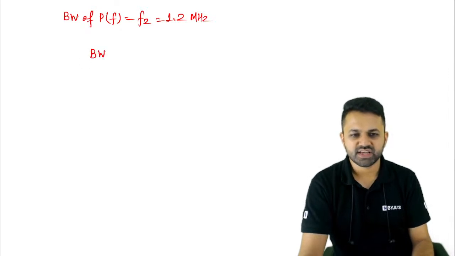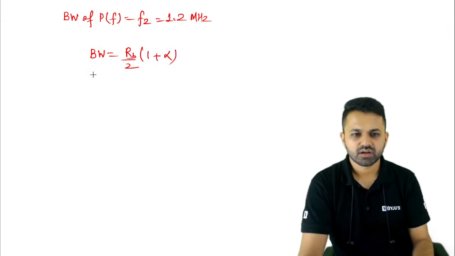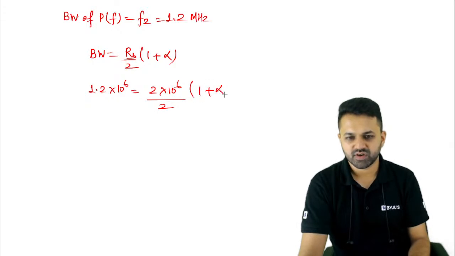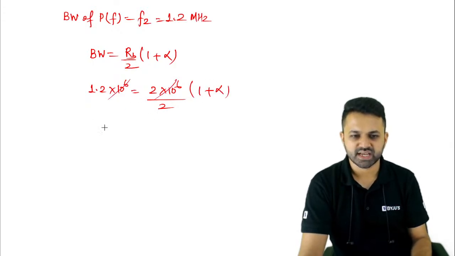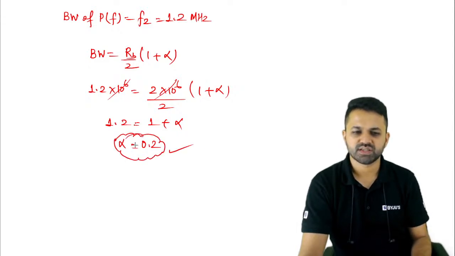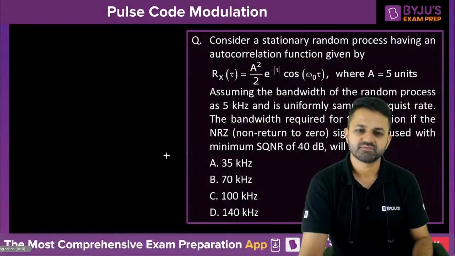Now the bandwidth we have said is equal to Rb by 2 into 1 plus alpha, and the bandwidth you have calculated as 1.2 into 10 raised to power 6. The Rb you have calculated as 2 into 10 raised to power 6, divided by 2 and 1 plus alpha. So the 10 raised to power 6 will get cancelled, and 1.2 equals 1 plus alpha. So alpha is equal to 0.2. That is the value of the roll-off factor. Any doubt in this question? Then you can ask.